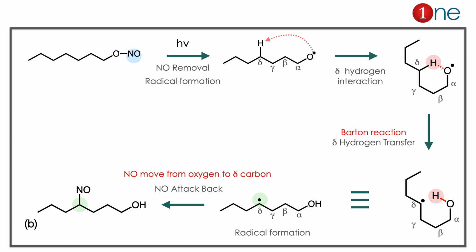Here you have to learn 2 important things. One is the Barton reaction. It's a kind of rearrangement. NO goes from the first position to the delta carbon. Second thing is the 6-member transition state. Here you have to imagine a 6-member transition state. If you think linear, the reaction will be difficult. You have to always imagine a 6-member transition state.